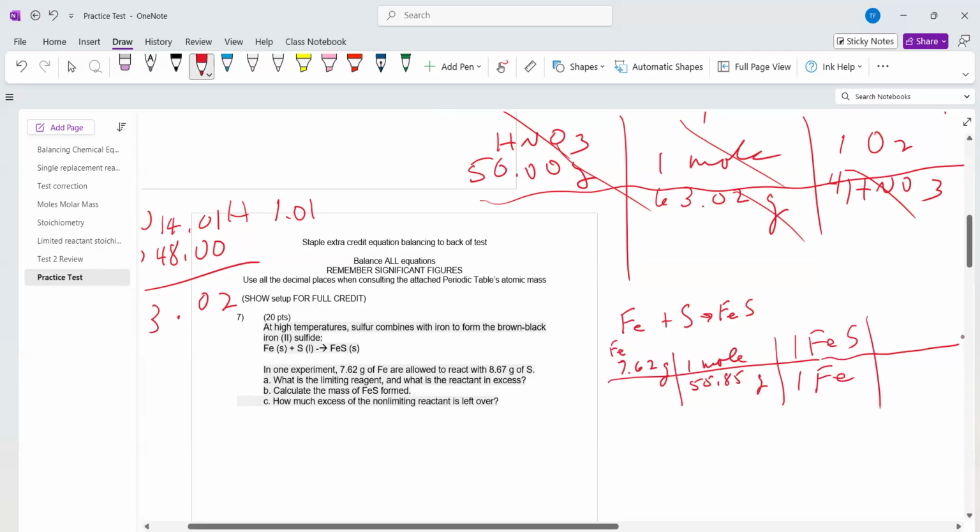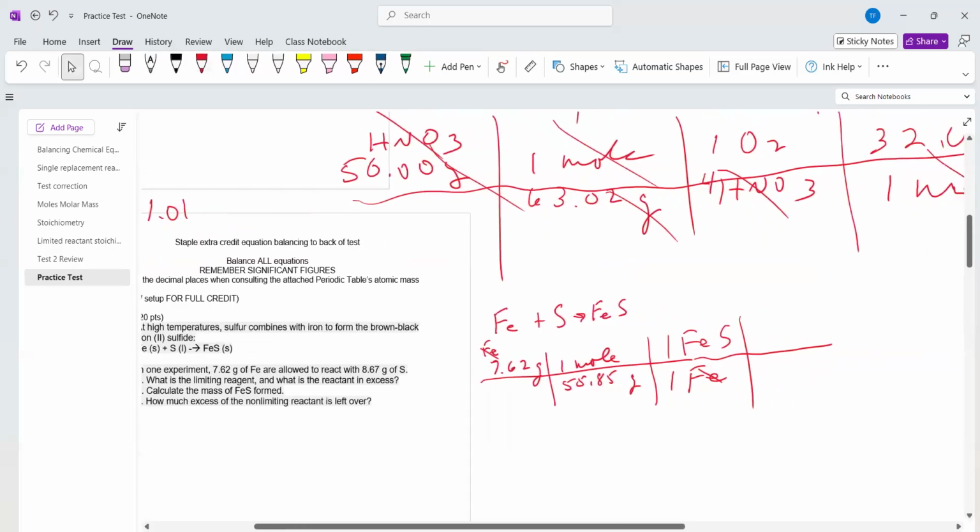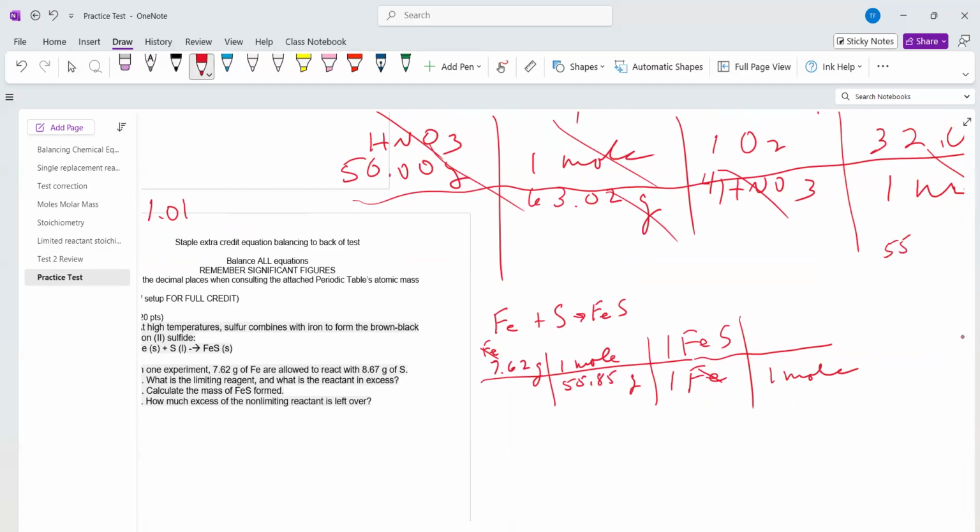Now a lot of you ask, why do we have to put the 1 to 1 in there? Because then the Fe doesn't cancel. That's why we put it in there. And now we need sulfur.